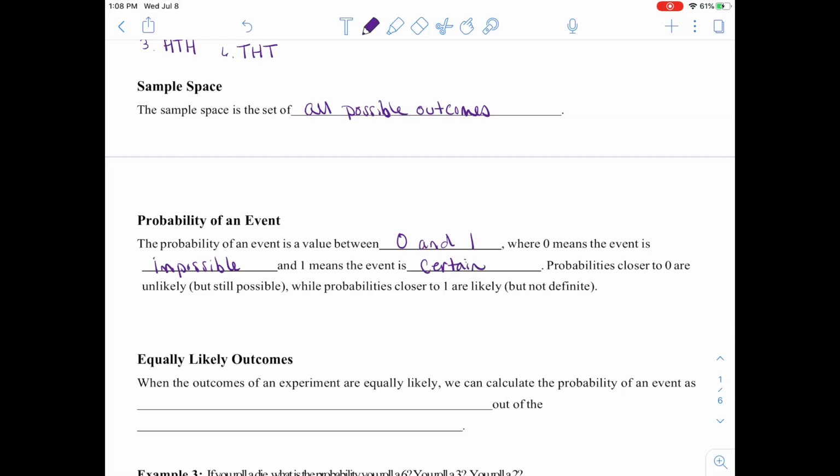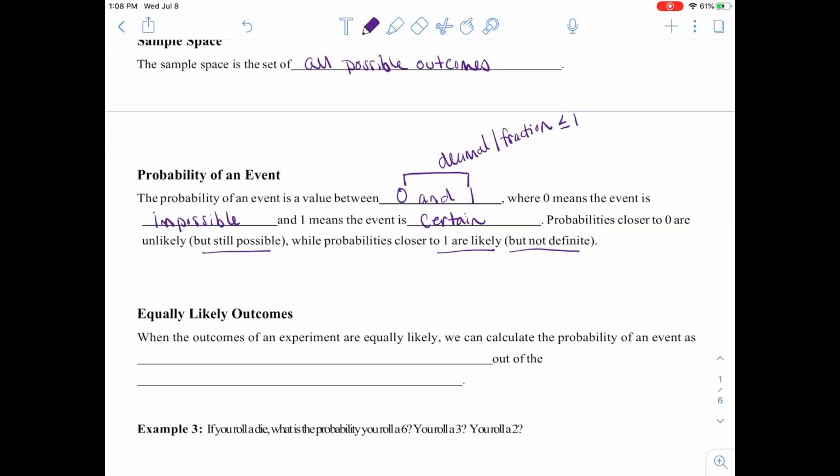So think about what I'm saying here is that this will be a decimal or a fraction that is less than or equal to 1. It just depends on how the problem's asked. Sometimes they want it as a decimal, sometimes they want it as a fraction, and sometimes they want it as a reduced fraction. But if you get a decimal or a fraction that is bigger than 1, you've done something wrong. You can only have something happen 100% of the time out of the possible outcomes. So it has to be between 0 and 1. Now, probabilities closer to 0 are unlikely. They're still possible, but they're just less likely, while probabilities closer to 1 are more likely, but not definite.